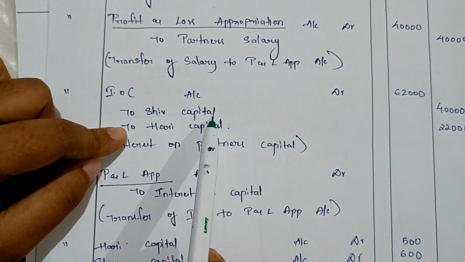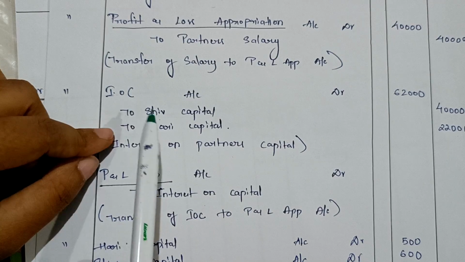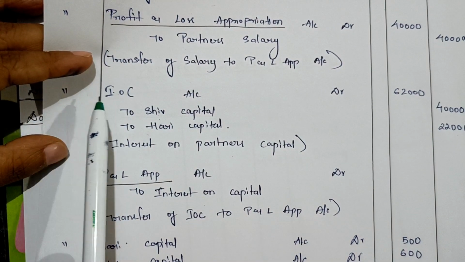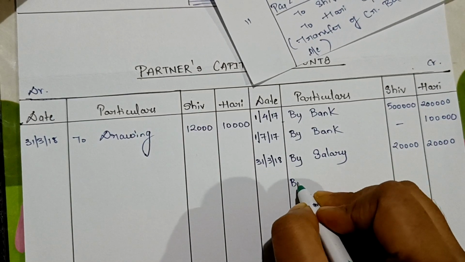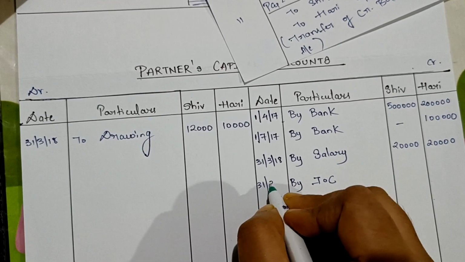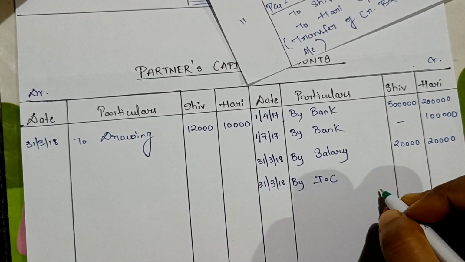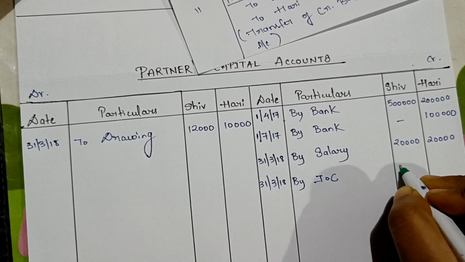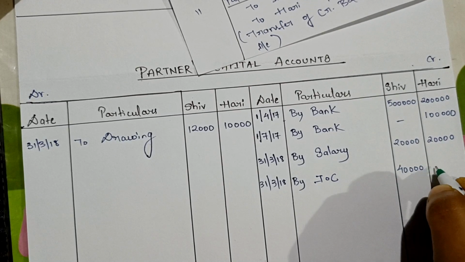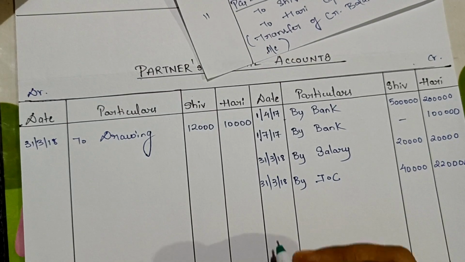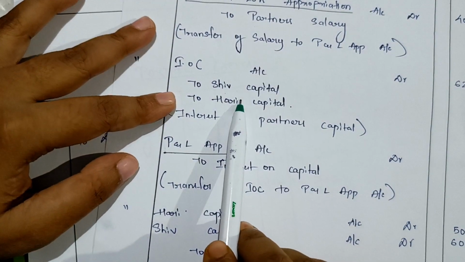So next we will see the capital. Here also we have the capital account on two sides, so we are going to post it on the credit side. This one is the credit side actually, isn't it? So interest on capital, by interest on capital, the same date, 31st March 2018, because the date is not mentioned here. The interest on capital amount is 40,000 for Shiv and 22,000 for Hari. Now this one is also over.